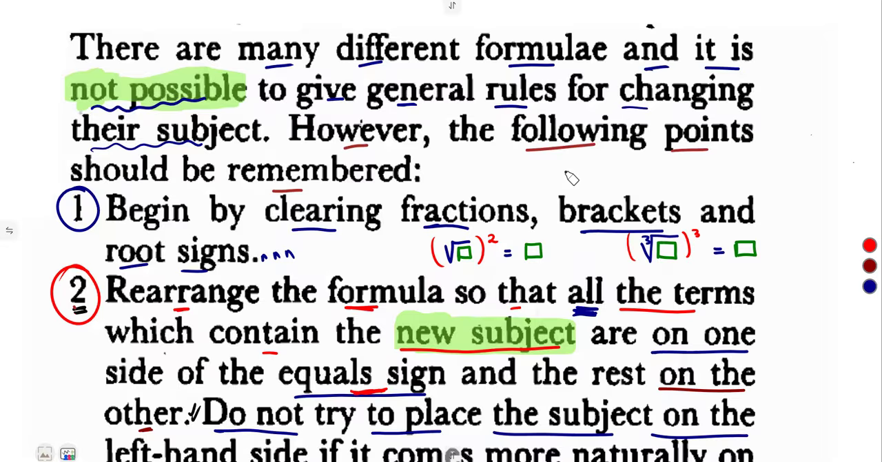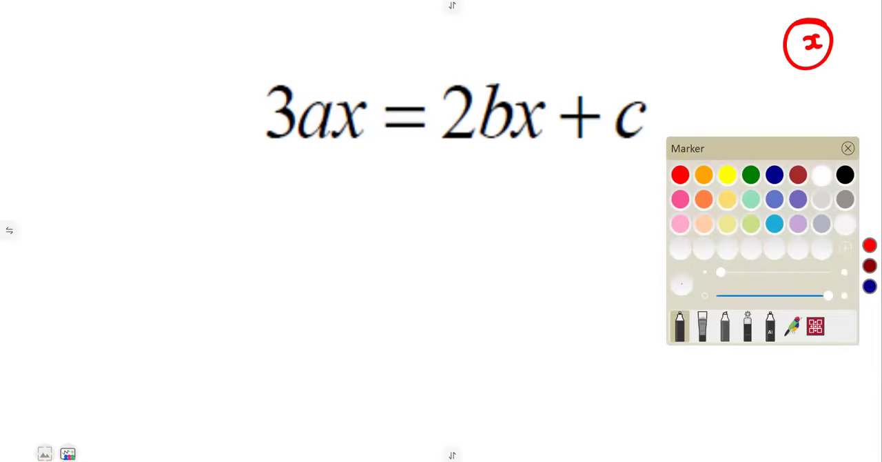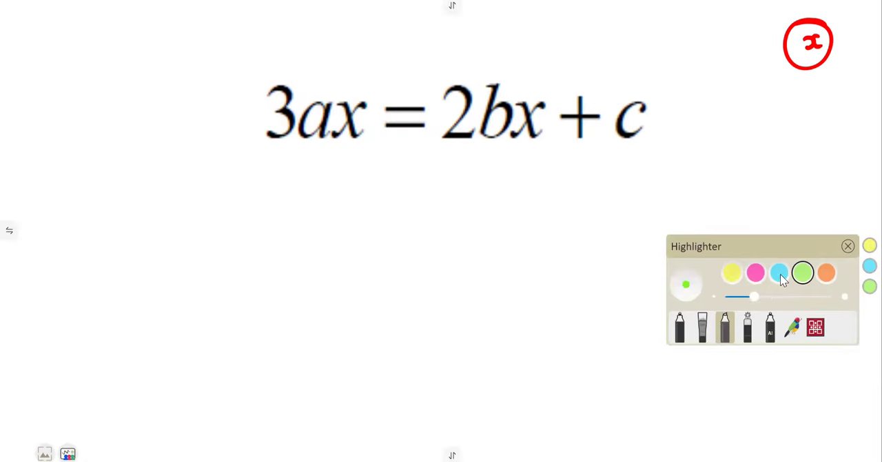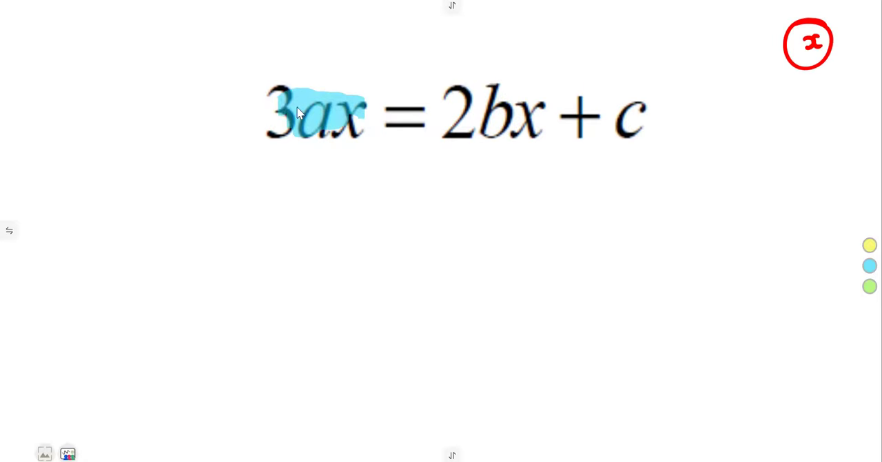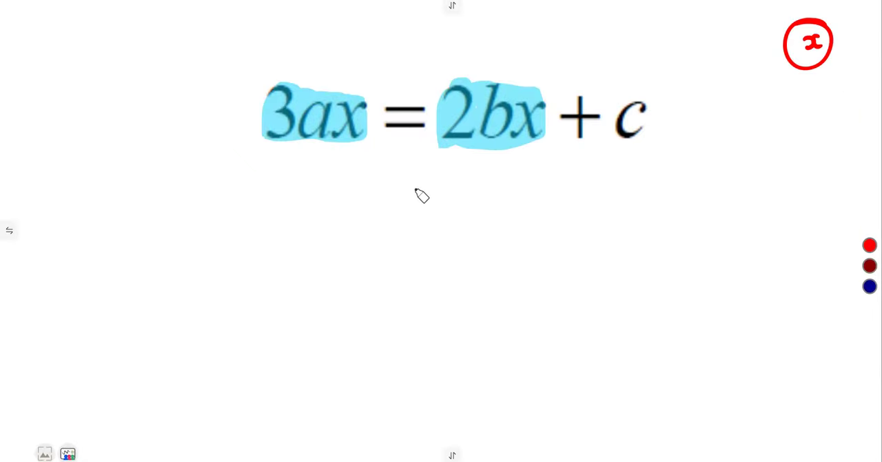Remember, rearranging, since we do not have fractions, we just have to rearrange the formula so that all terms which contain the new subject are on one side of the equal sign. The letter to be the subject, the one that you are solving for, is x. So do we have terms with x? There is a term here with x. There is also a term here with x. In this condition, you must be very careful. We have got two terms with x, so we must rearrange and take one to the other side.